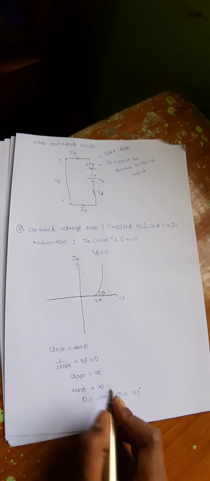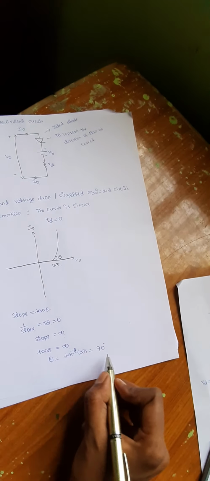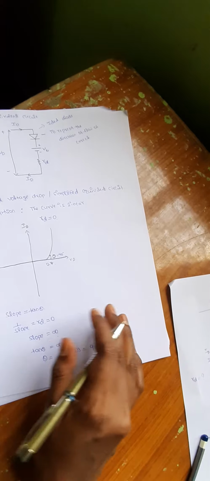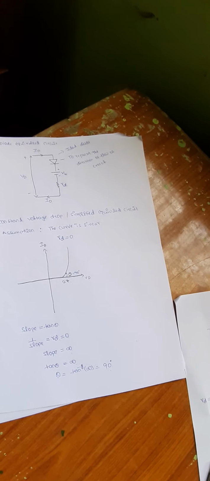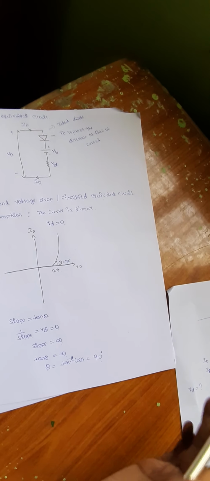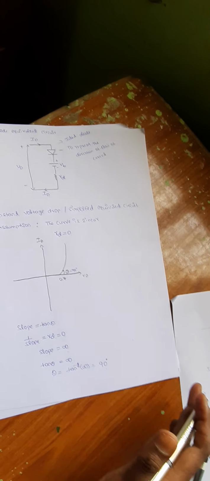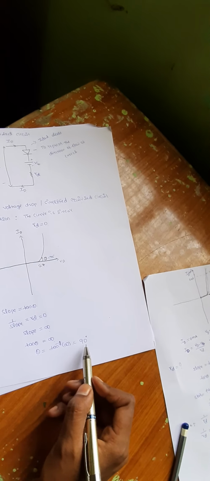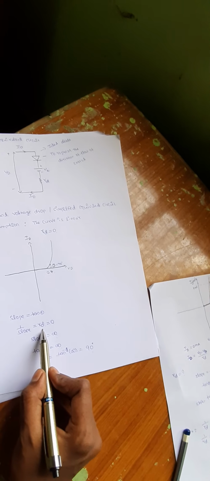So here theta we get as 90 degrees. Here the theta value is 90 degrees. In the previous part we got the slope as 1 by RD. If some amount of resistance is present, then some amount of slope is present, and theta will not be equal to 90 degrees. But here we get theta as 90 degrees because the resistance here is 0.